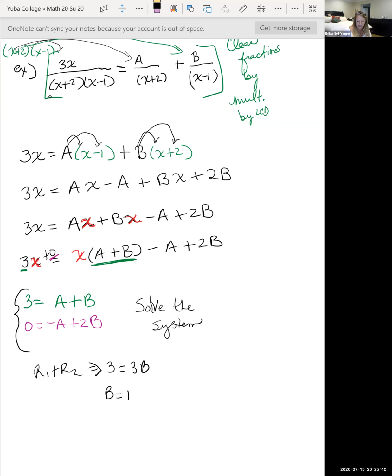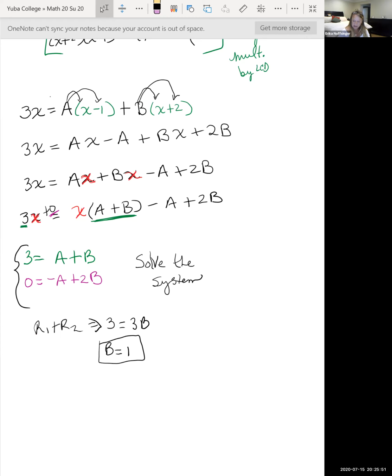So you want to go back in and do a substitution. And it doesn't matter which one equation you decide to substitute B into. So if I plugged it into the first equation, I would have 3 is equal to A plus B, but B in my case is 1. So if I subtract 1 on both sides, I get 2 is equal to A.